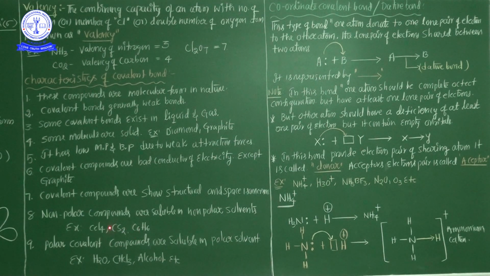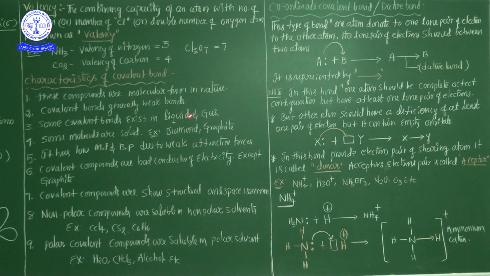If a non-polar covalent compound is there, it is soluble in a non-polar solvent. Non-polar solvents are CCl4, CS2, C6H6. Next, polar covalent compounds are soluble in polar solvents. The best examples are H2O, CHCl3, alcohol, etc. So these are the most important characteristics of the covalent bond.